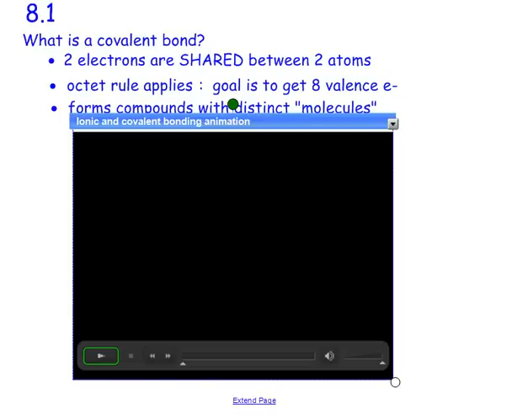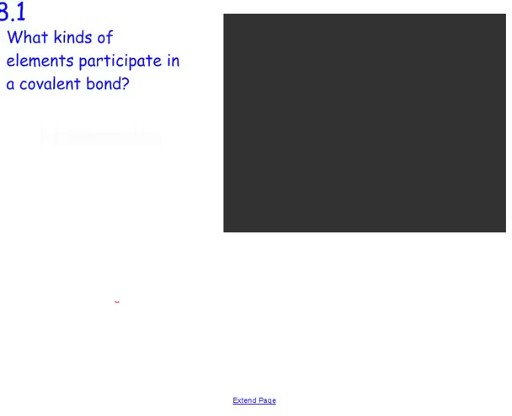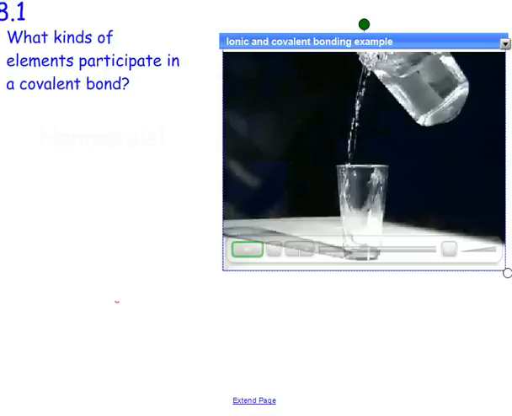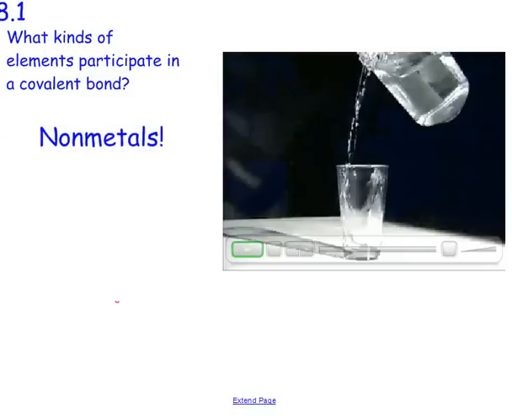So that animation is meant to show you what's happening on the atomic level. Let's take a look here, and we'll see it on a regular scale. In ionic bonding, we saw that there were metals and nonmetals that reacted together. In this unit, in covalent bond formation, typically you see nonmetals bonding together with each other. Metalloids can also participate, but by and large you're going to see mostly just nonmetals participating in covalent bonds.